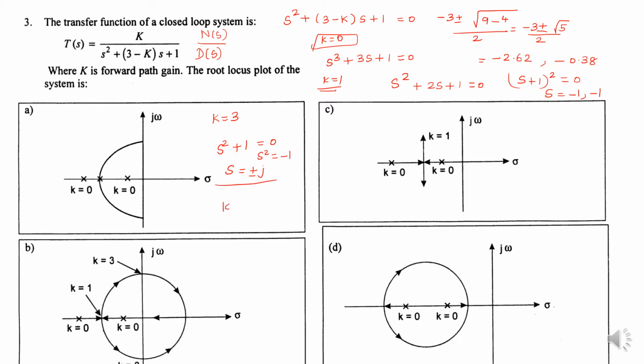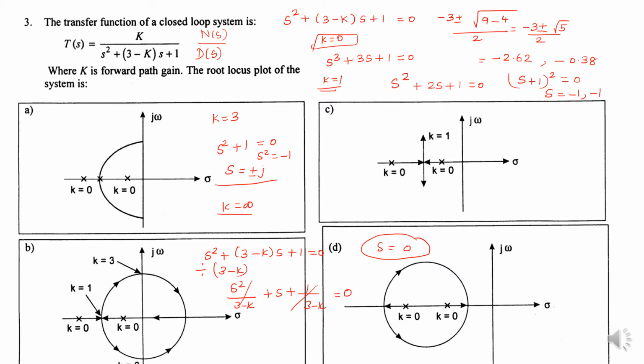Then I have to put k equal to infinity. That is the last value. So I have to write the same equation, s square plus (3 minus k) s plus 1 equal to 0. Have to divide the whole equation by 3 minus k. So what is the new equation? s square by (3 minus k) plus s plus 1 by (3 minus k) equal to 0. Now I have to put k equal to infinity, so this term will be 0, this term also 0. s may be 0. So s value is 0 now.